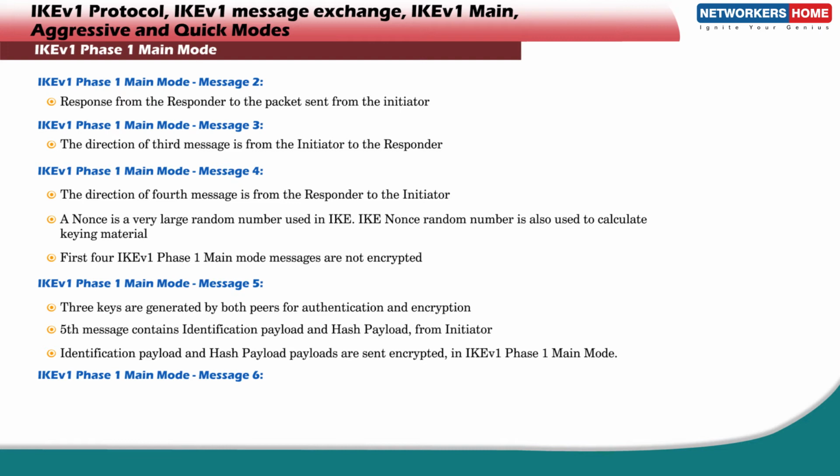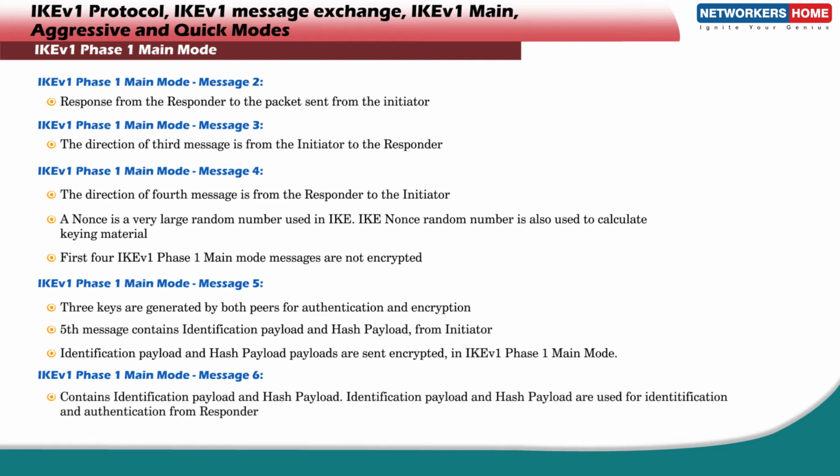IKEv1 Phase 1 main mode message 6. The sixth message contains the identification payload and hash payload. These are used for identification and authentication from the responder. They are sent encrypted in IKEv1 Phase 1 main mode.